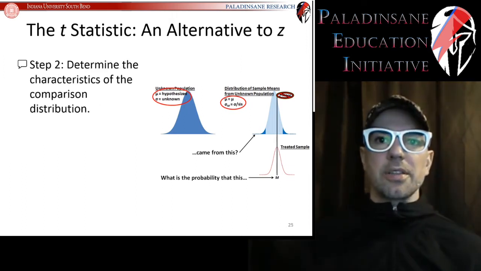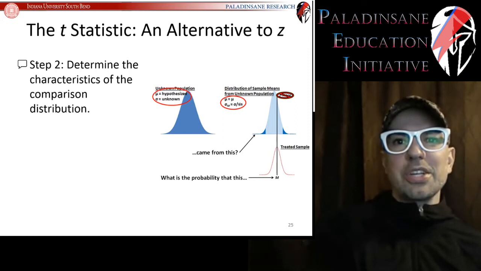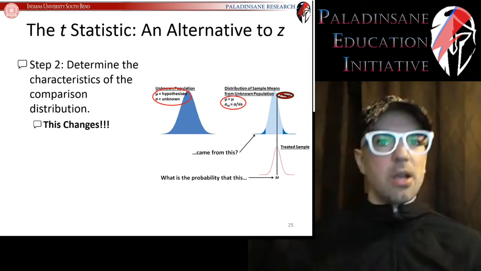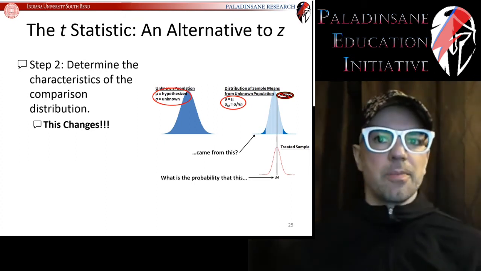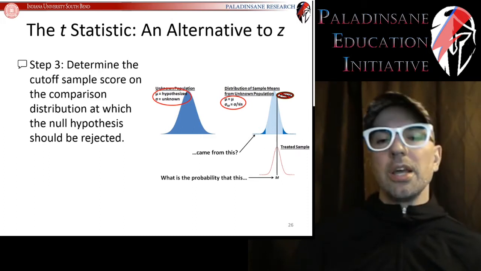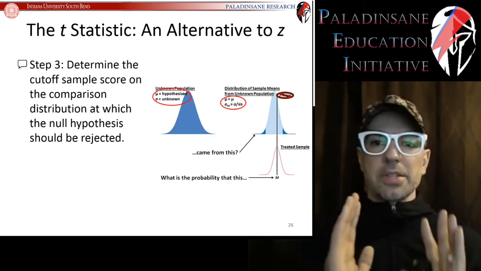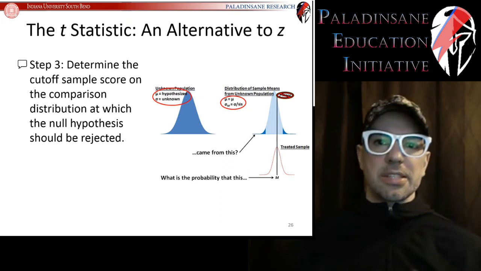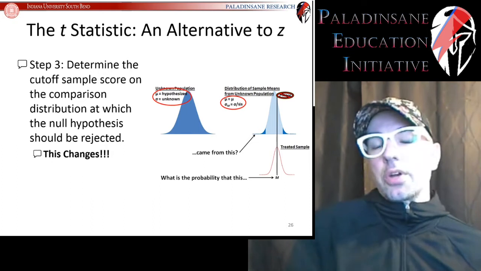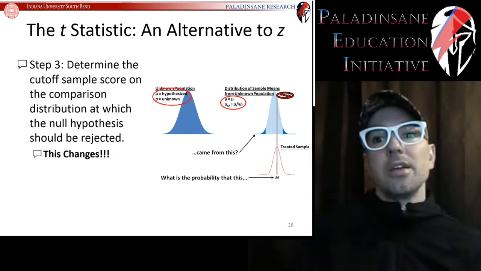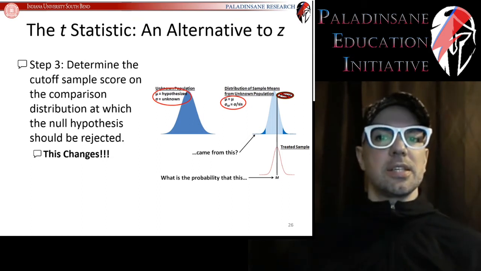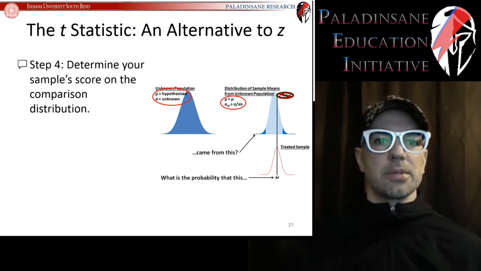Step 2, determining the characteristics of the comparison distribution, what we just learned in chapter 6, that actually changes. It changes a little bit, not too much, but be aware it does change. Step number 3, determining your cutoff sample score on the comparison distribution at which you're going to reject your null hypothesis, calculating your lines in the sand. This actually changes, and it's not a big change either. What we're going to do is flip from Appendix 1 to Appendix 2. So be aware that we're going to go to the t-statistic tables rather than the z-statistic tables.